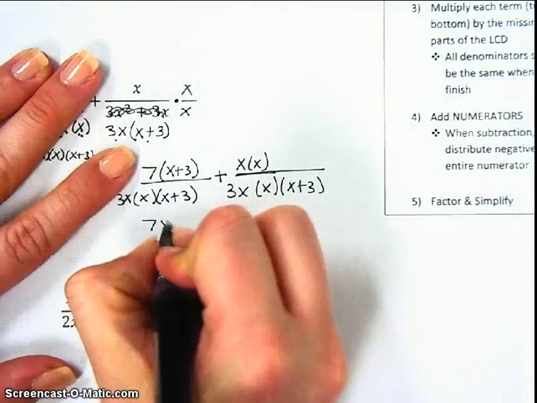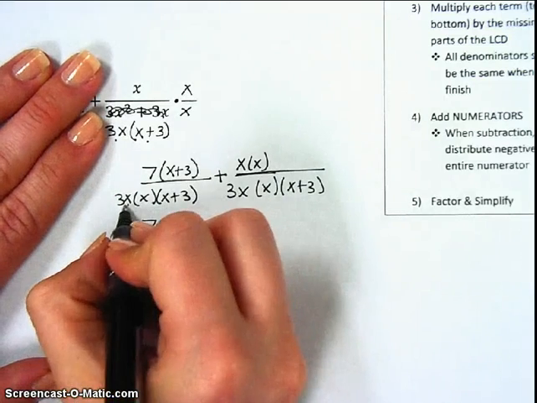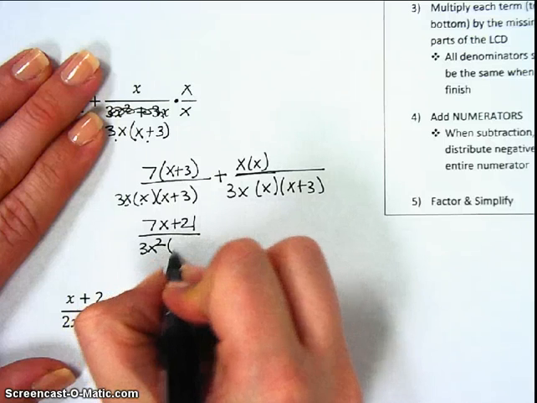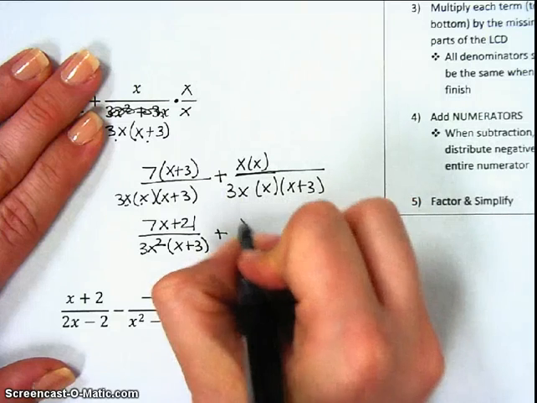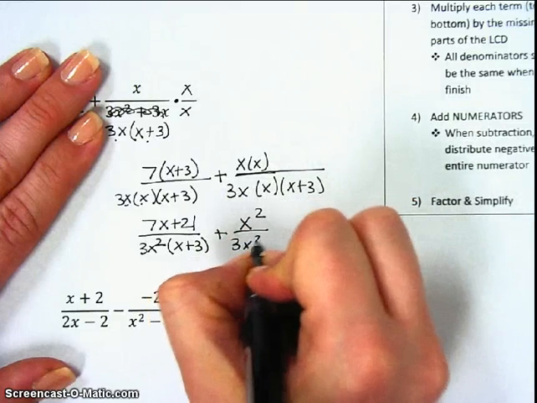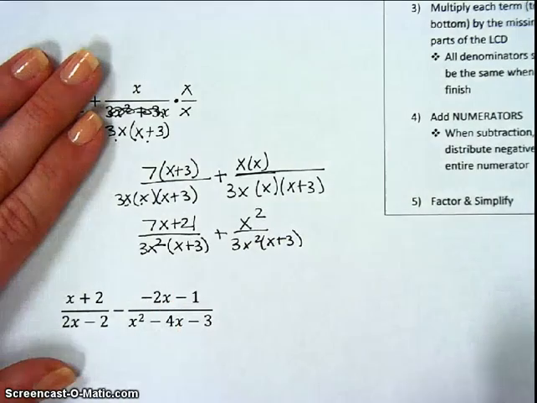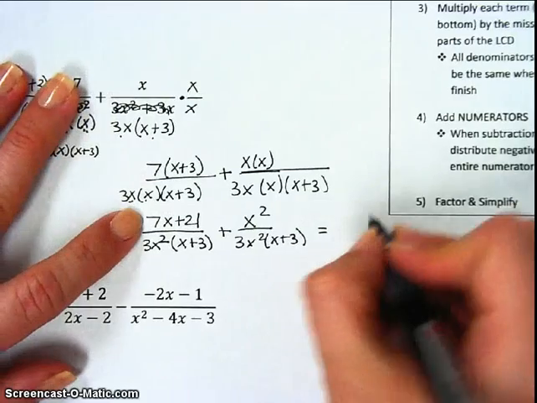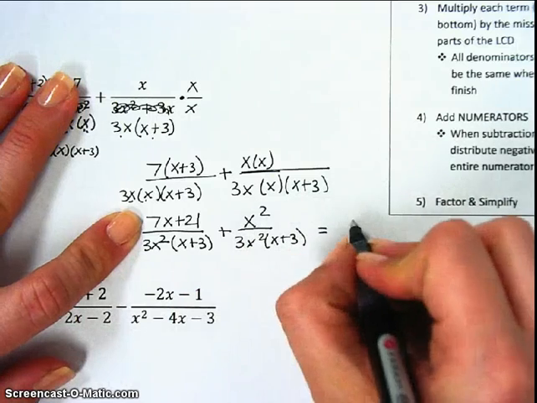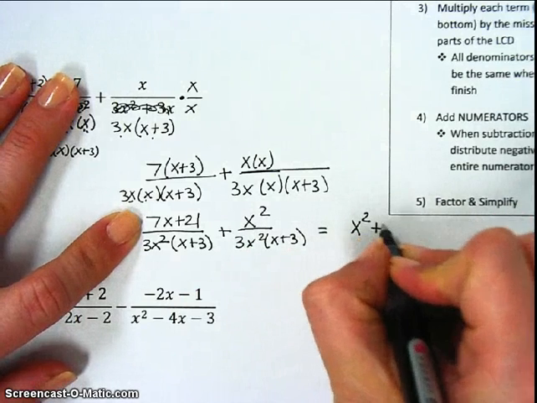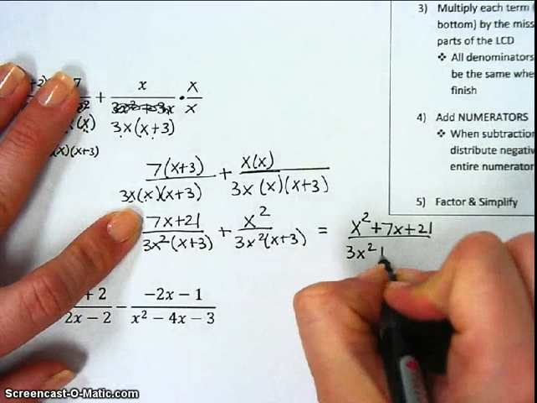So we'll have 7x plus 21 over 3x. I'm going to go ahead and say 3x times x is 3x squared, just to make it a little bit easier on us. X plus 3 plus x squared over 3x squared times x plus 3. Now we're going to add our tops together. So when we add our numerators, we'll have 7x plus 21 plus x squared. I'm going to rearrange that to standard form, so x squared plus 7x plus 21 over 3x squared times x plus 3.